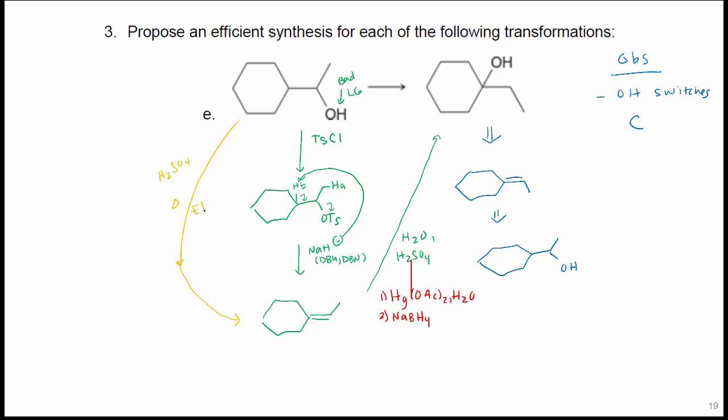So you could bypass converting it to a better leaving group. Now this will only work because we're forming the most substituted alkene here. If you're trying to put the alkene on the end, then that would not work as well. So that one you want to be careful of. All right, other questions here?